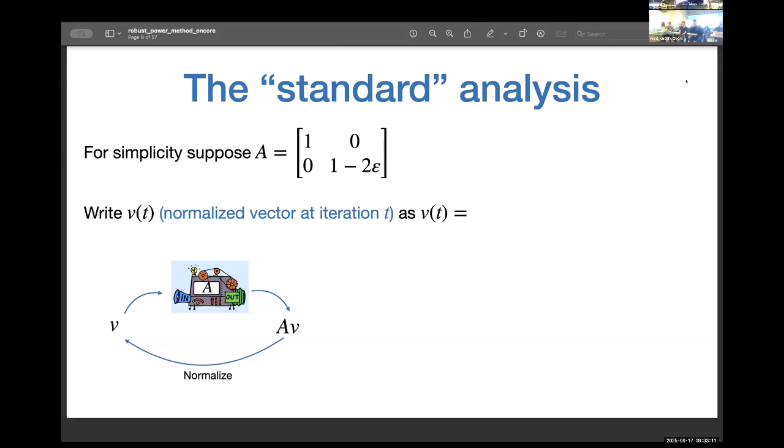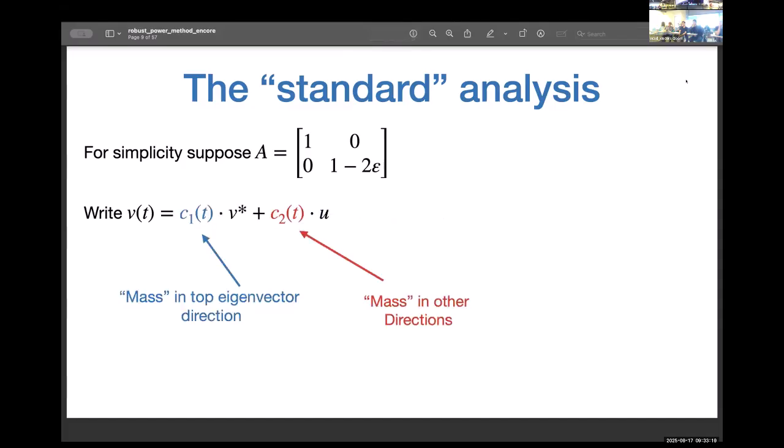Let v sub t be the normalized vector at time t, my approximation in this loop. Then I can write this vector as having some component in the top eigenvector and some component in the rest. I'm going to let c sub 1 be the component that I care about, which is the component in the top direction, and c sub 2 be the vector mass in the other directions that I don't care about.